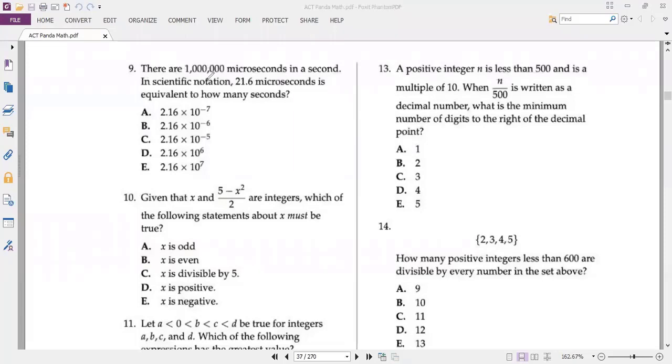Here, number 9: there are 1 million microseconds in a second. The scientists divide the second into a million microseconds. So we have 21 point microseconds. Okay, you need to write the notation in order to 1 second. I need to write the microseconds in 1 second.